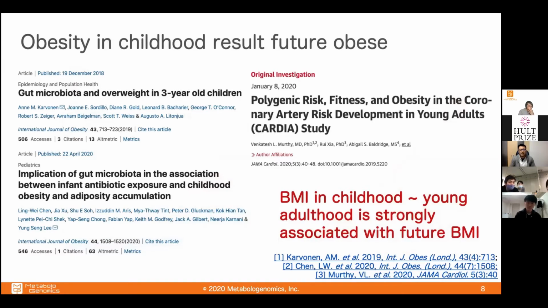This is a very recent paper published by the Journal of the American Medical Association Cardiology. This paper reported that the BMI in young adulthood was the strongest factor associated with future BMI, even greater than cardiorespiratory fitness. So in other words, you will likely be overweight if you were overweight in childhood, even if you're doing jogging or marathons right now.